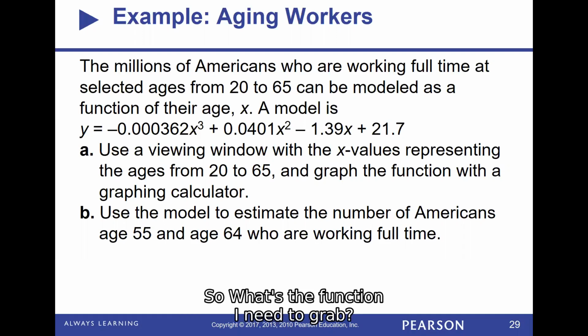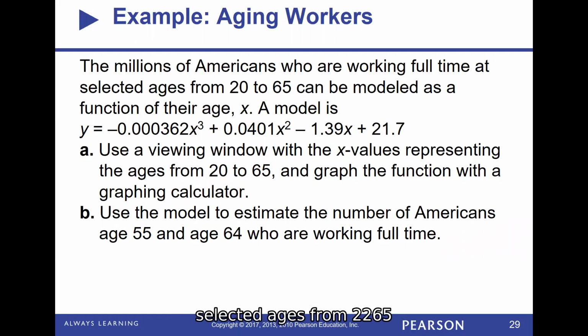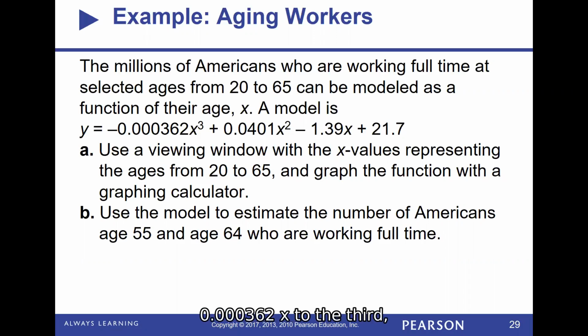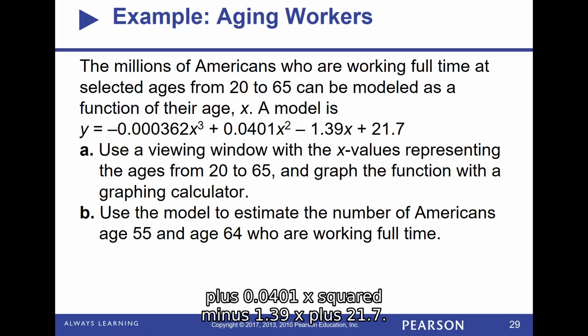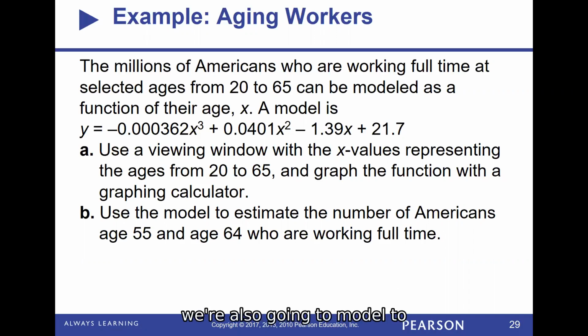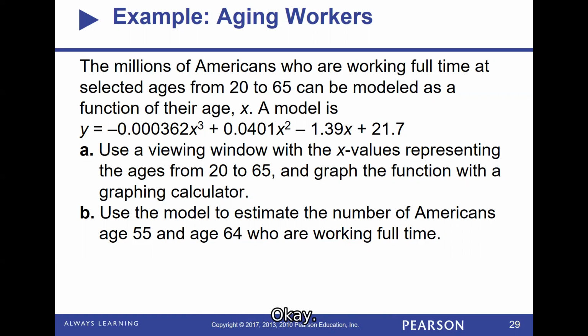So what's the function I need to graph? Well, millions of Americans who are working full-time at selected ages from 20 to 65 can be modeled by the following function, where their age is X. Now, a model is basically Y equals negative 0.000362 X to the third plus 0.0401 X squared minus 1.39 X plus 21.7. Once we've done that using the viewing window, we're also going to use the model to estimate the number of Americans with that age, okay?